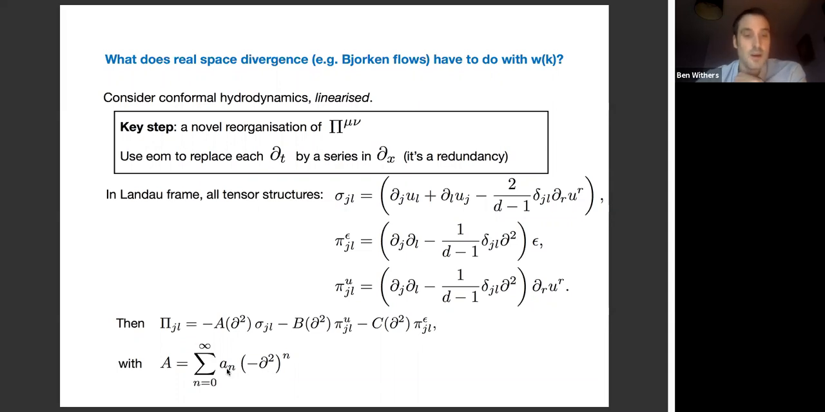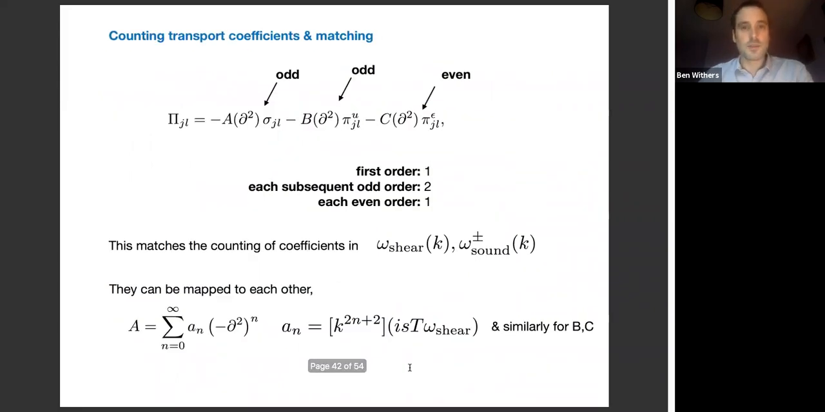And each of these functions, we can encode them as a series in spatial Laplacians. So for example, A, we write as a sum over del squared n with coefficient an. And we can do similarly for B and C. So all of the transport coefficients of this theory are now captured by an, bn, and cn. And this is completely general. So now we can do a little bit of counting.